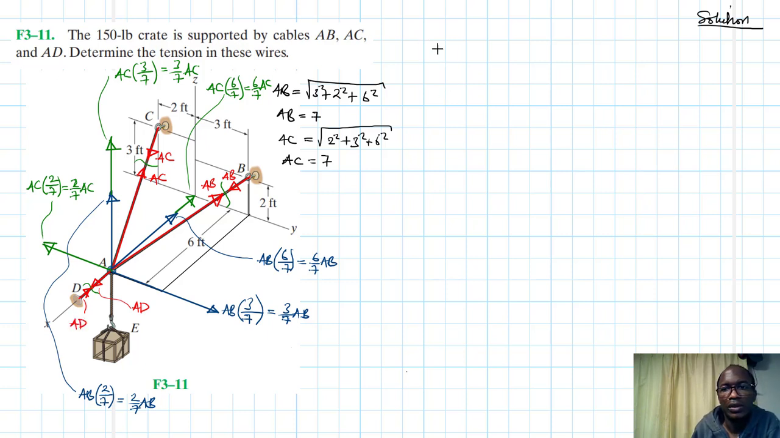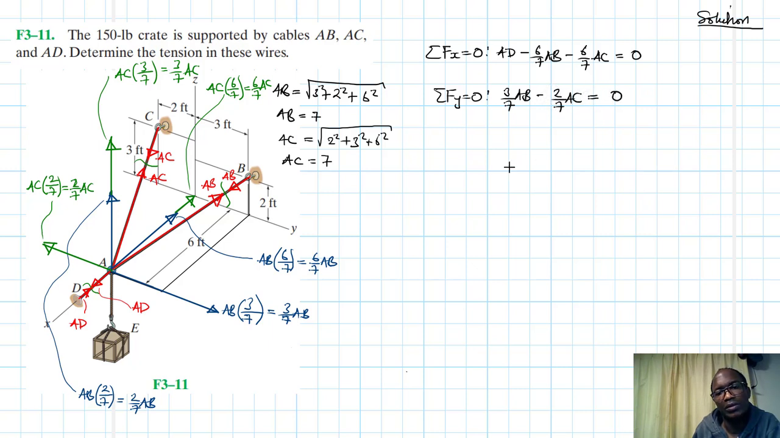Right. Let's start working on this problem. So we have summation of forces in the x equal to 0. So what do we have in the x? We have AD. What else? Minus 6 over 7 AB minus 6 over 7 AC equal to 0. Then we have summation of forces in the y equal to 0. In the y, what do we have? We have 3 over 7 AB, then we have minus 2 over 7 AC equal to 0.